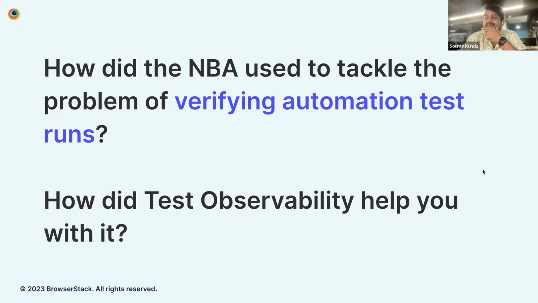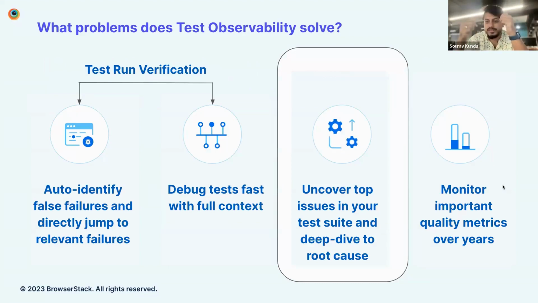Thanks for that, Curtis. So I think moving on, I promised three things, right? The first thing we talked about was test run verification. Test observability is not only about that. Test observability is also about uncovering the top issues.